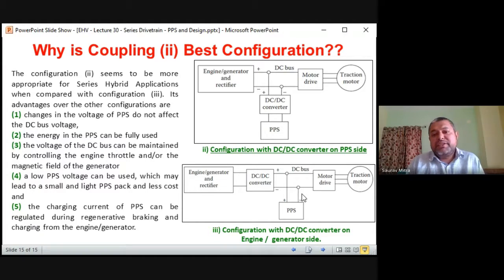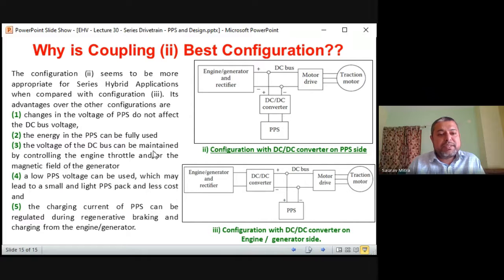The advantage of configuration 2 is that a change in the voltage of PPS does not affect the DC bus voltage. Between PPS and DC bus, there is a DC to DC converter, so any abrupt changes in PPS will not directly affect the DC bus voltage. Very big point. That is the first advantage. Second, the energy in the PPS can be fully used.